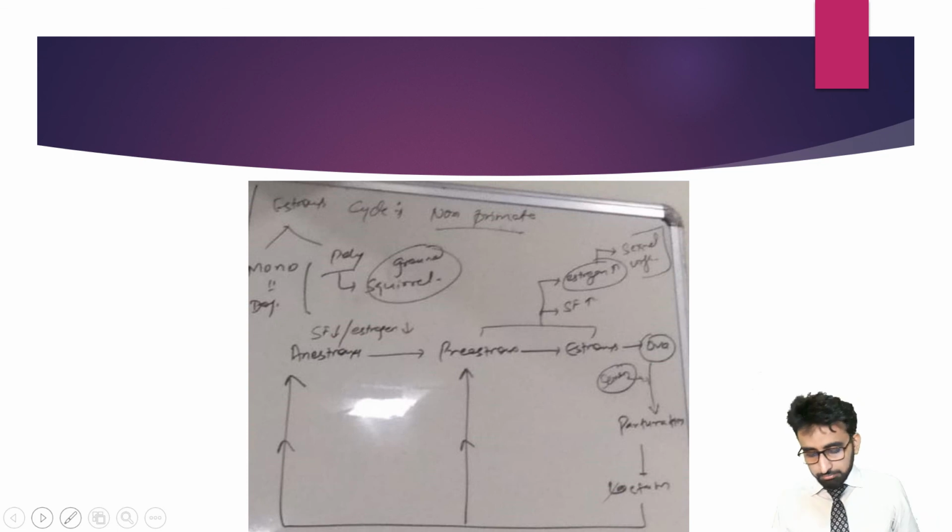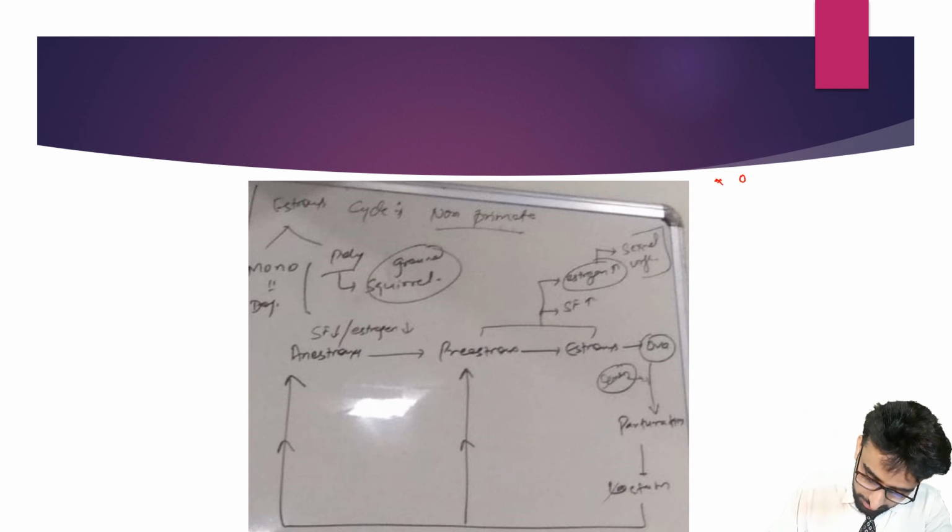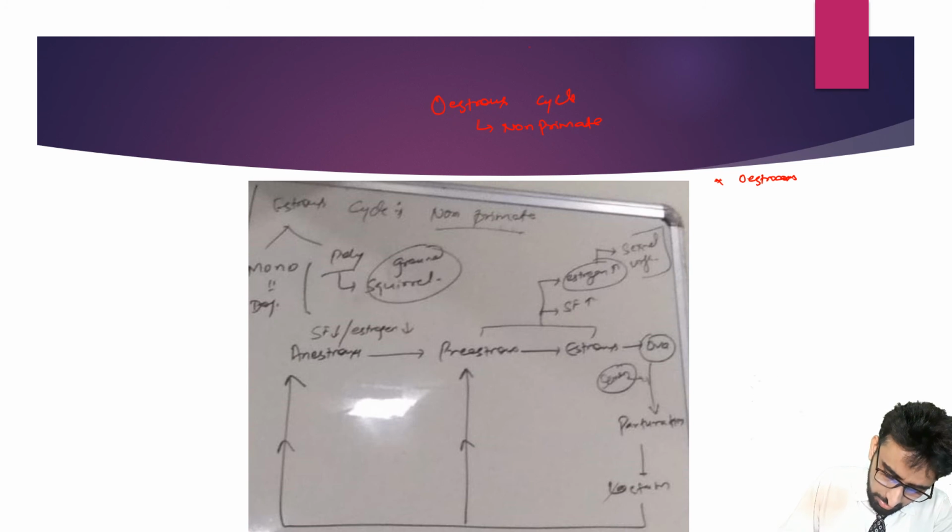Now what is this? This is a picture I sometimes teach in class, but I am writing it clearly. We are discussing the estrous cycle, and I can put it as a heading, estrous cycle. Now the estrous cycle is seen in non-primates. Why not in primates? Because in primates you have the menstrual cycle. So the estrous cycle will be seen in non-primates. An animal can be either monoestrous or polyestrous.